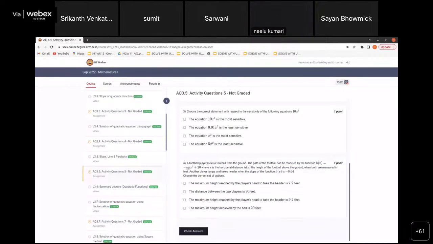First and second option. Okay, and again here also the equations, 10x square should be removed. The question should only be: choose the correct statements with respect to the sensitivity. Firstly, tell me what do we mean by sensitivity? Anyone? The rate of change of the value of the function with respect to the independent variable. Exactly, correct. Very good. What is your name?